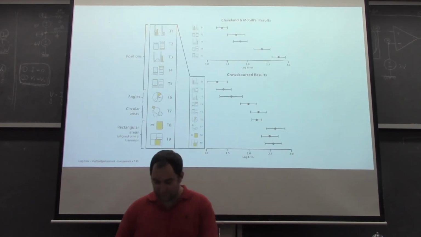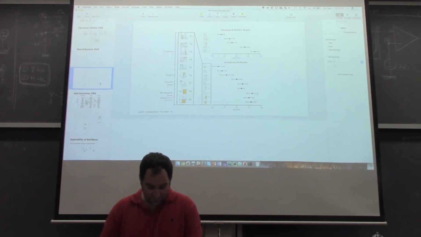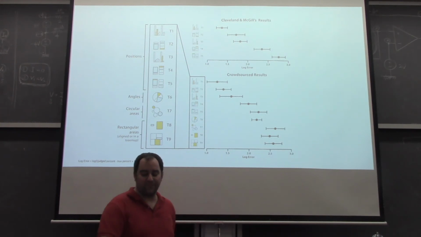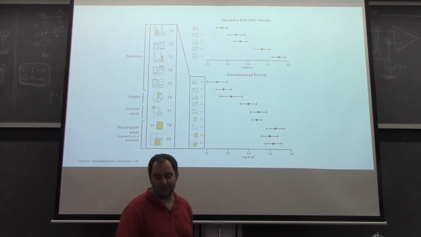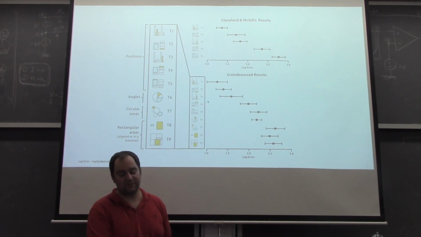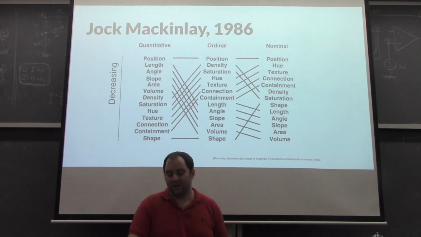Okay, let me see whether there's anything else that I wanted to talk about. This is a figure from their paper. You can see that essentially the Cleveland-McGill results were very similar to what they had. The ordering stays exactly the same. They have a little bit more variation in these error rates, these 95% confidence intervals for the log errors.